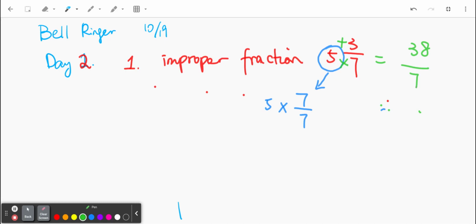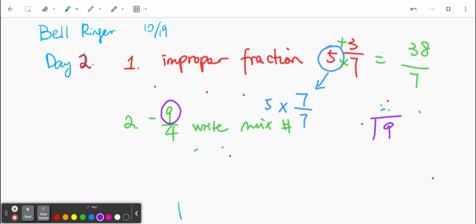Question number 2. You have negative 9 over 4. You have to write a mixed number. How do you do that? You use the top number. You want to see how many whole 9 can be divided by 4. So basically, you're doing a long division. How do you do division? 9 divided by 4, right? So if you have 9 divided by 4, what is your whole number on top?